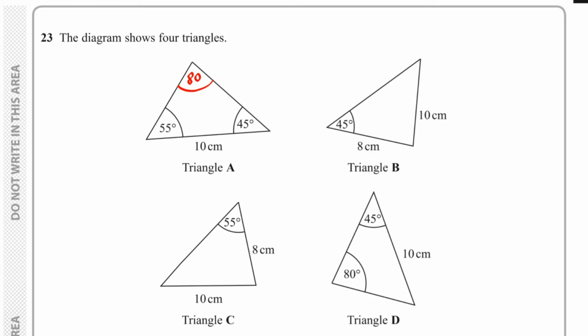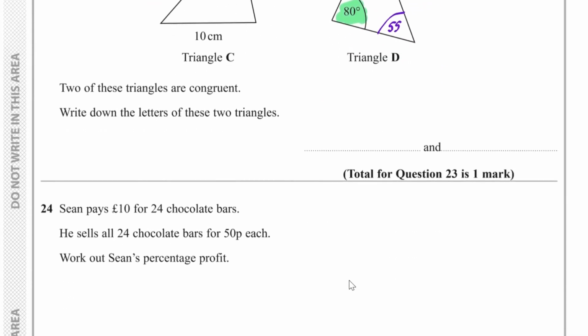Actually, let's do it in a different colour. So the missing angle here is 55. And through congruency, we have side, angle, and we've got another angle which is the same. So, for example, this angle here is the same as this angle here. So triangles A and D are congruent.